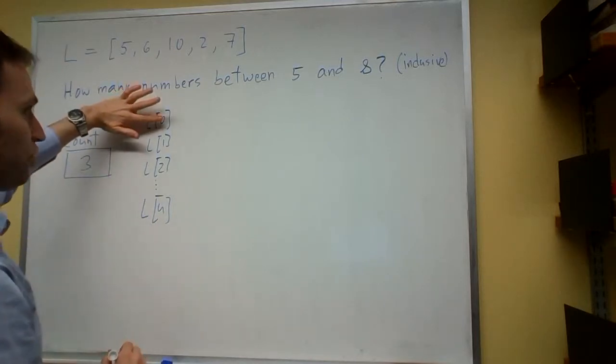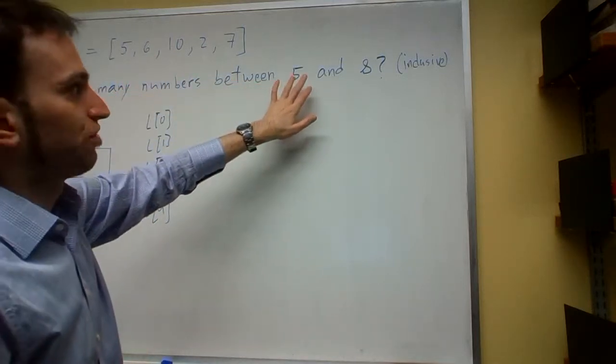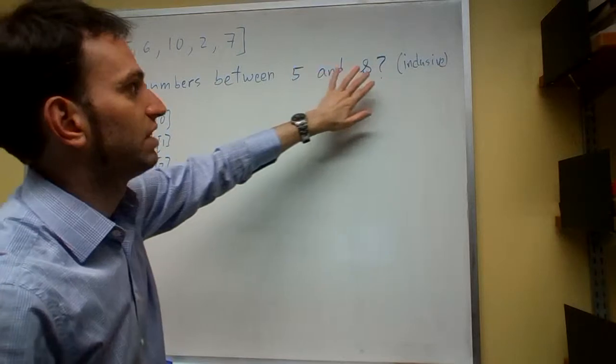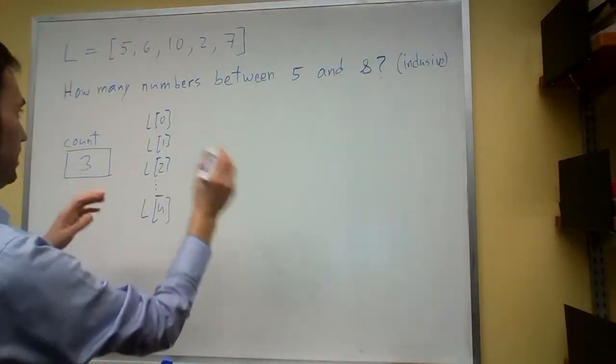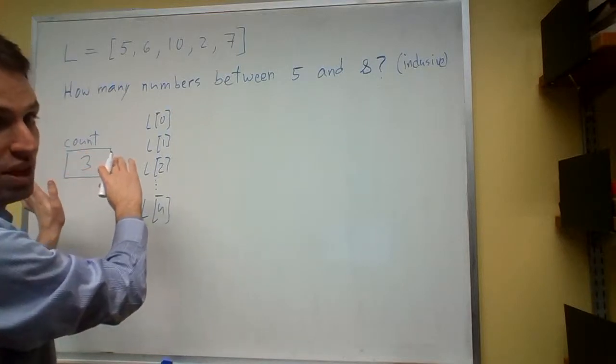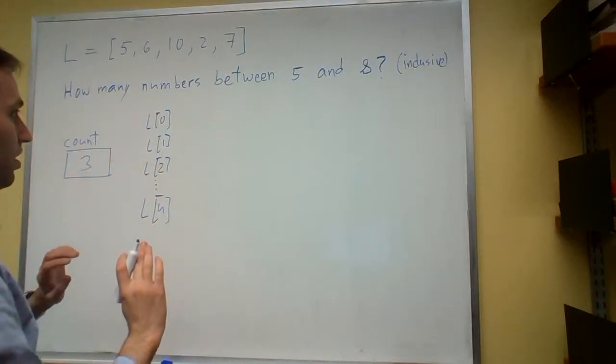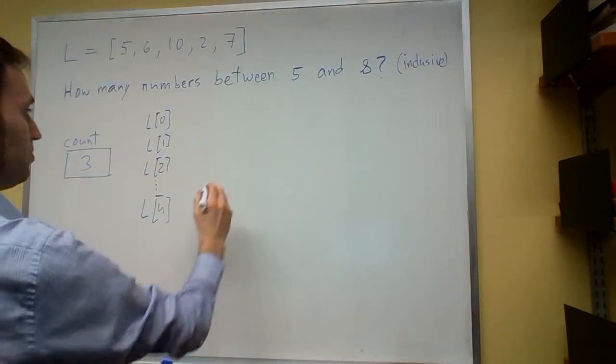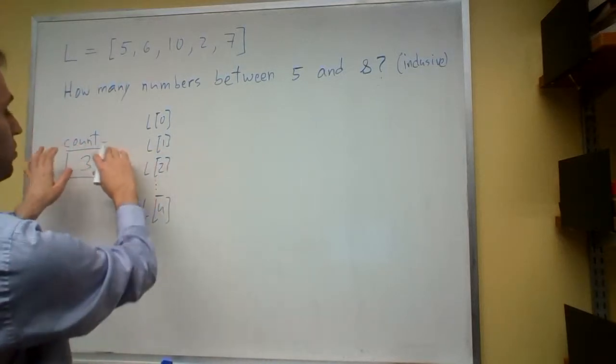And I'll check for each one: is it between 5 and 8, or is it not? If it is, I'll increase count. If it's not, I won't increment count. That's the idea. How do I increment count conditionally?